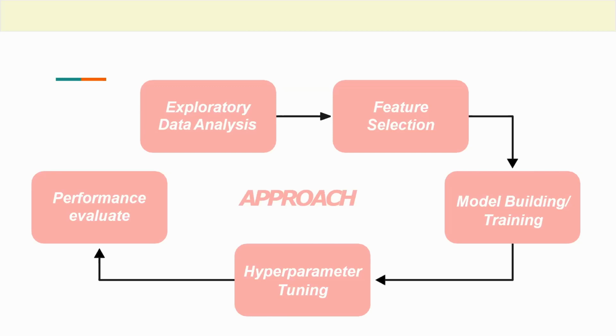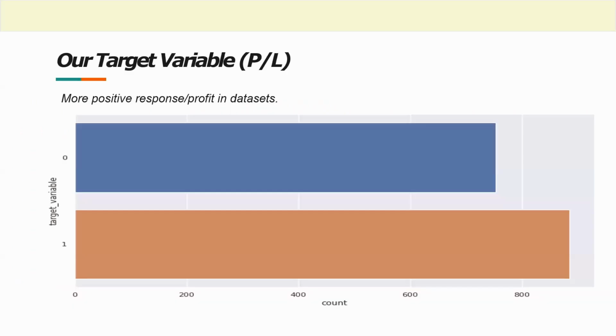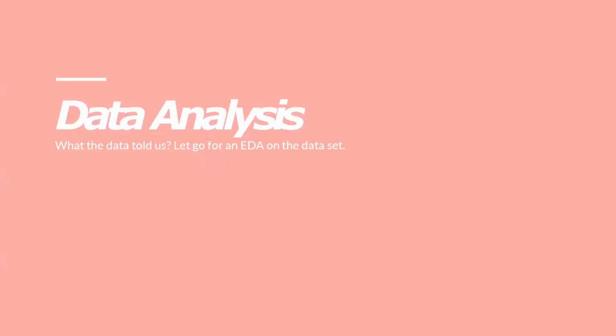Those which are not contributing to our target variable or dependent variable, we are not going to use. After that, we work on model building. We will build a model, train it, and then do some hyperparameter tuning by checking the accuracy level, how well it is performing. On the basis of that we do hyperparameter tuning, and finally we do performance evaluation. So this is the data analysis part.